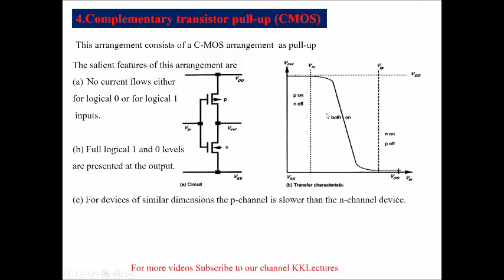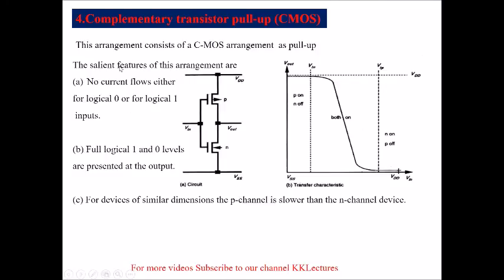And again the opposite is region 4. Maximum gain is attained when the input reaches the middle value, that is, when both the PMOS and NMOS transistors are in saturation. Then the current flowing in both channels will be equal. For devices of similar dimensions, the P channel device is slower than the N channel device.